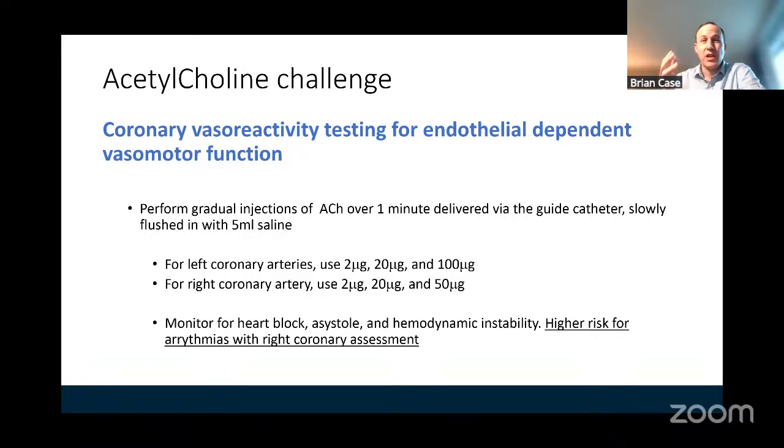In addition, if you are going to do acetylcholine testing in the RCA, there's a higher risk for arrhythmias, and a lot of programs will preemptively put in a TVP prior to doing acetylcholine challenge in the RCA. So of course, that's a lot of work, putting in a TVP and changing guides and stuff. So we try to streamline it and just use the LAD.